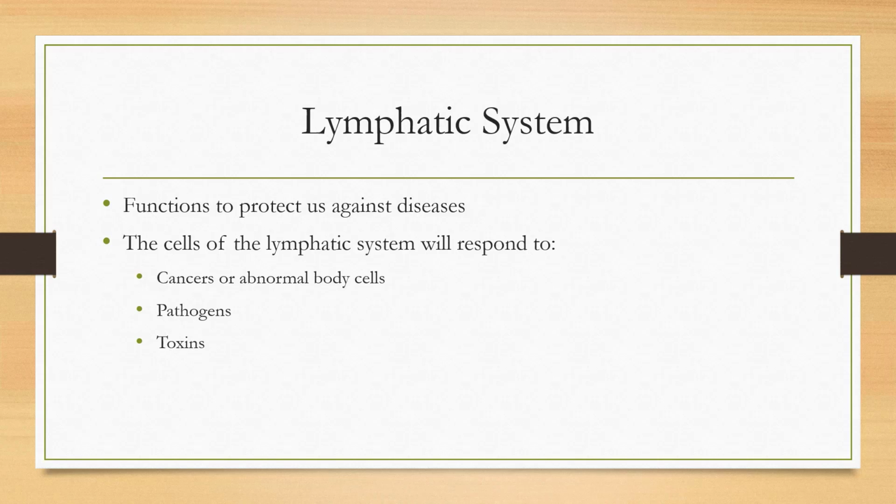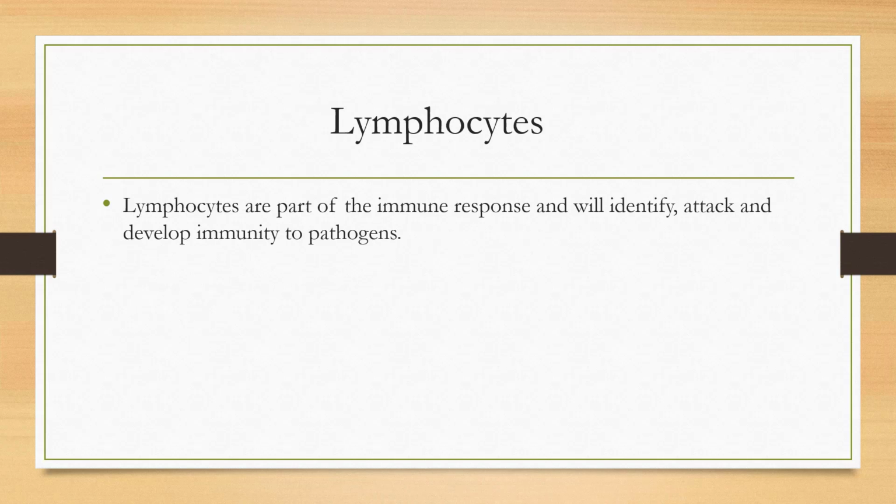The cells of the lymphatic system will be able to respond to cancers or abnormal body cells, pathogens, and even toxins. Lymphocytes are cells that are part of the immune response and will identify, attack, and develop immunity to pathogens.